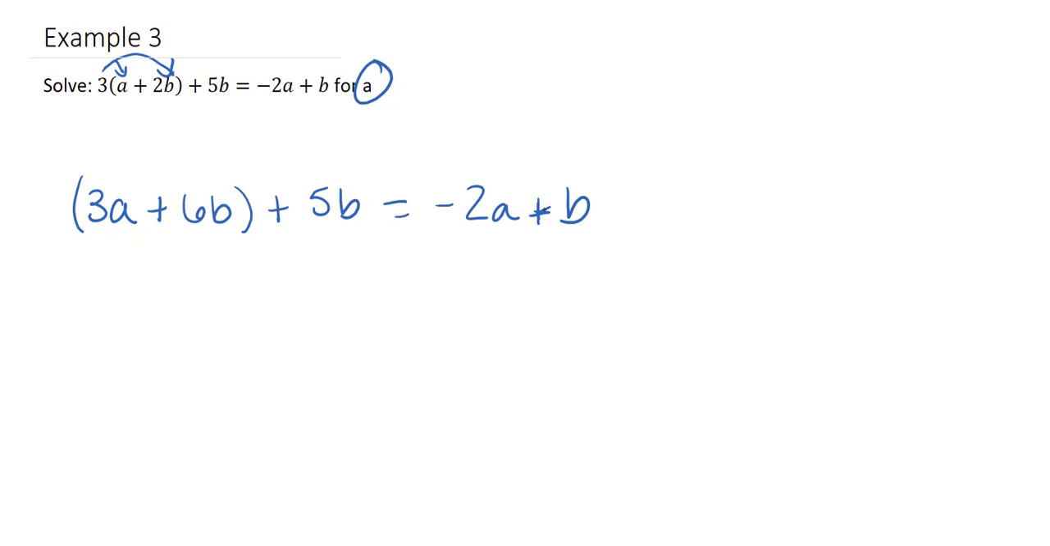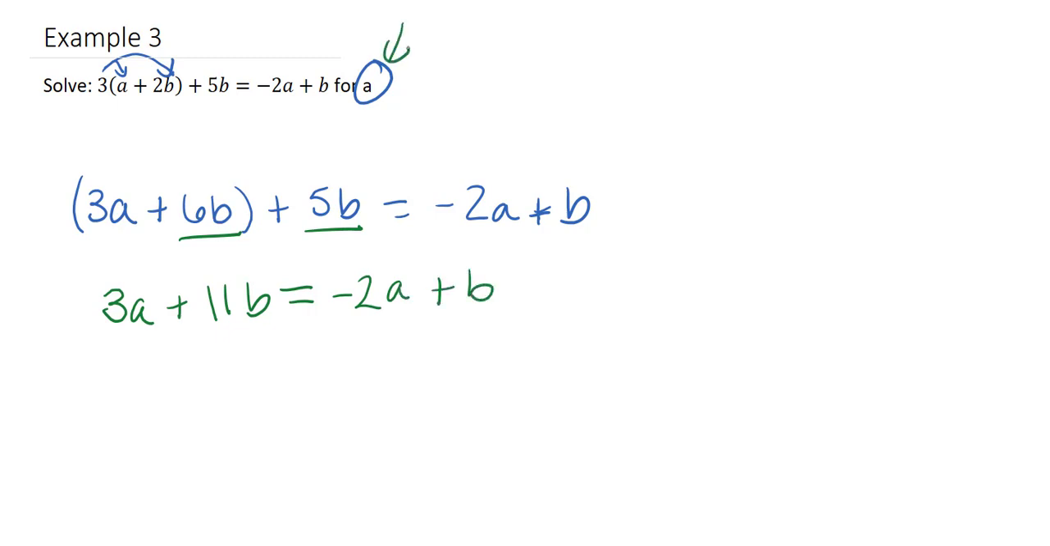Now we can look for like terms on either side to make this a little bit easier. We see here we have a 6b and a 5b, so we can add those together. On the right-hand side we don't have any like terms, so we can't further simplify. So let's rewrite this. We have 3a, then 6b plus 5b, which is 11b, because 6 plus 5 is 11. Then this is equal to negative 2a plus b.